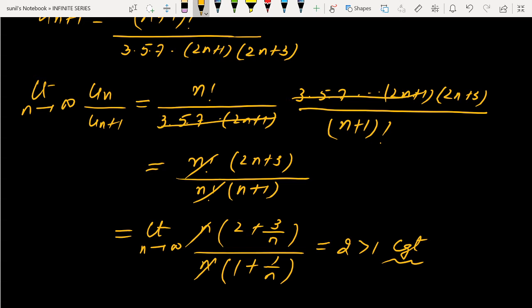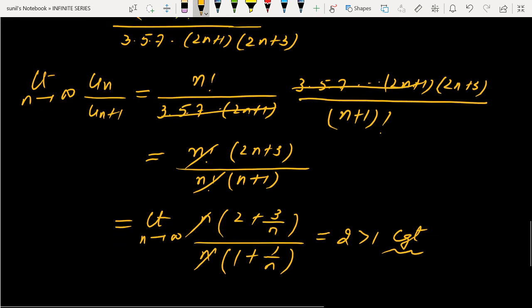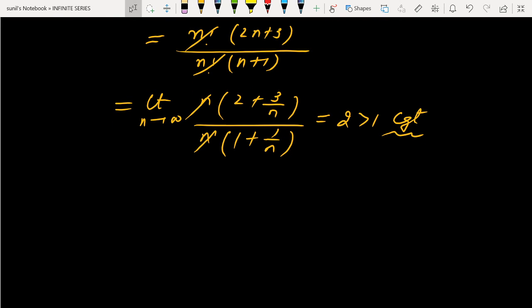So it's not so difficult, guys. The only thing is that you have to keep in mind how the series behaves. Now let us discuss another type of problem on the ratio test.